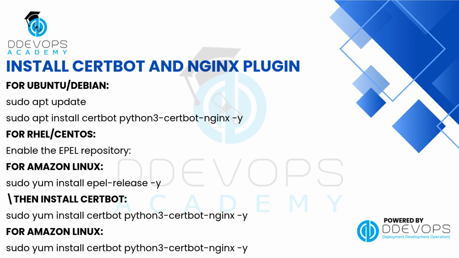Install Certbot and the NGINX plugin. Ubuntu, Debian: apt update. Refreshes package lists. Certbot. The Let's Encrypt client. Python 3 Certbot NGINX. Plugin to automate NGINX configuration.